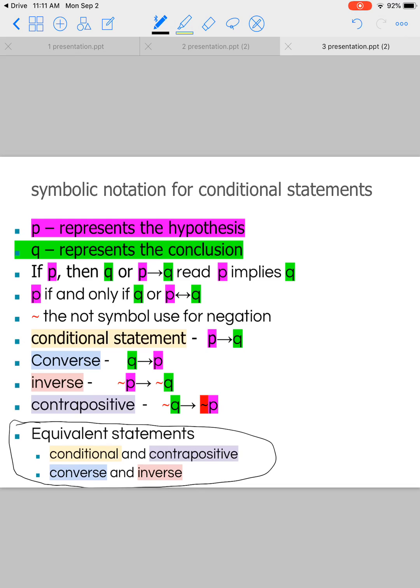Also, don't forget your biconditional. If both the converse and the conditional statement are true, then it is a biconditional statement.